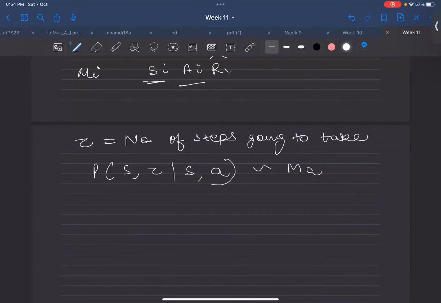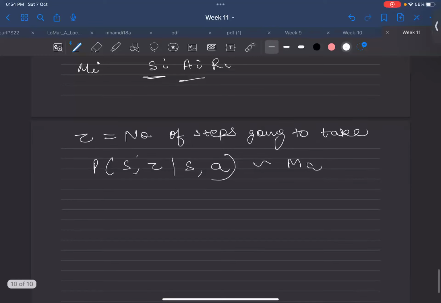Can someone explain to me what I have written first of all? These are transition probabilities for machine MA, for the subtask A. That is why I'm using machine MA. And tau is the number of steps it is going to take to get into S bar, which is the final state.